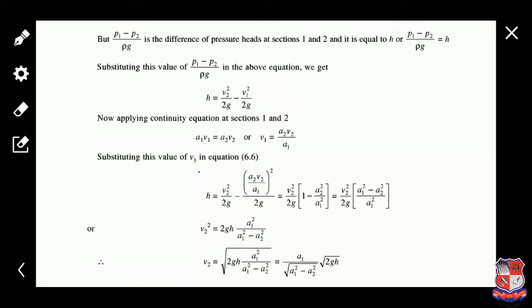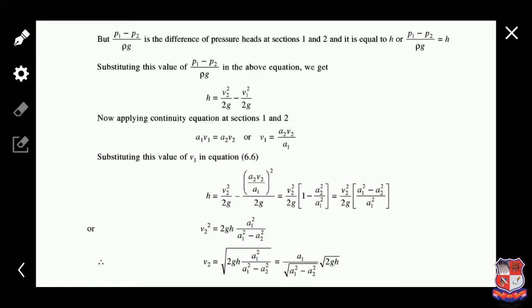So we can get this equation. Now V2²/2g is taken common, so in the bracket only 1 − A2²/A1² remains. Okay, so the equation is just modified in this way.